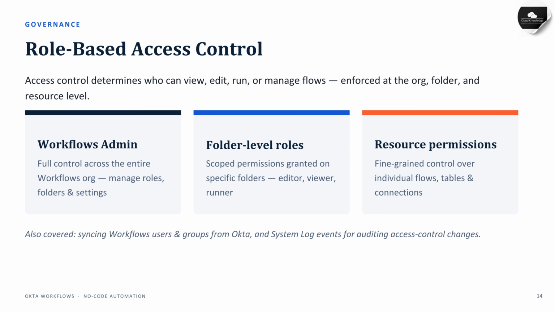Now let's talk governance, because automation without access control is a liability. Access control determines who can view, edit, run, or manage flows, and it's enforced at the org, folder, and resource level in a layered structure.